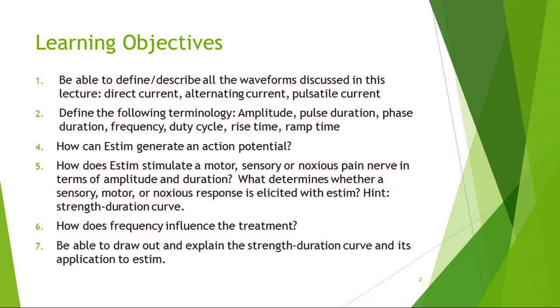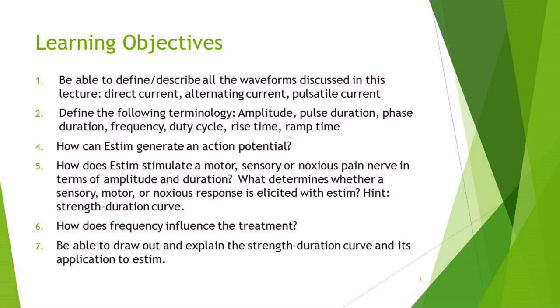We want to know how eStim can generate an action potential. So we talked a little bit about action potential last time. Physiologically, they're generated from a nerve impulse from the brain or some other part of the nervous system. But now we're going to do it artificially with electrical stim. So, furthermore, how does eStim stimulate a motor, sensory, or noxious pain nerve in terms of amplitude and duration? So what determines whether a sensory, motor, or noxious response is elicited with eStim?